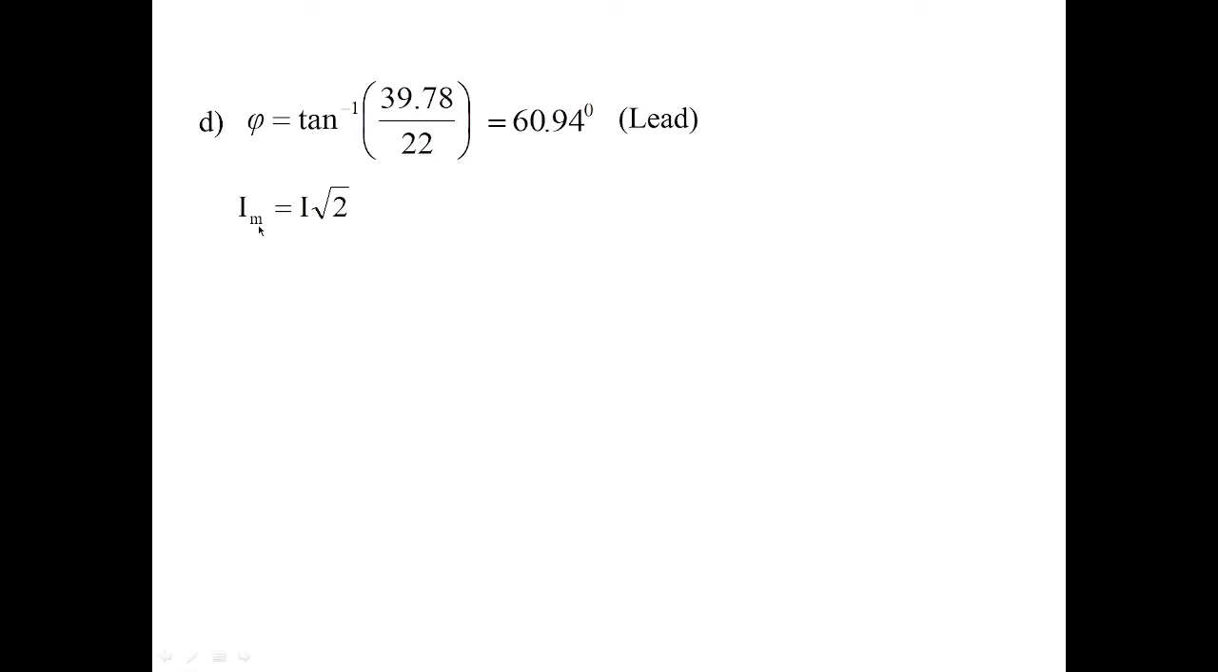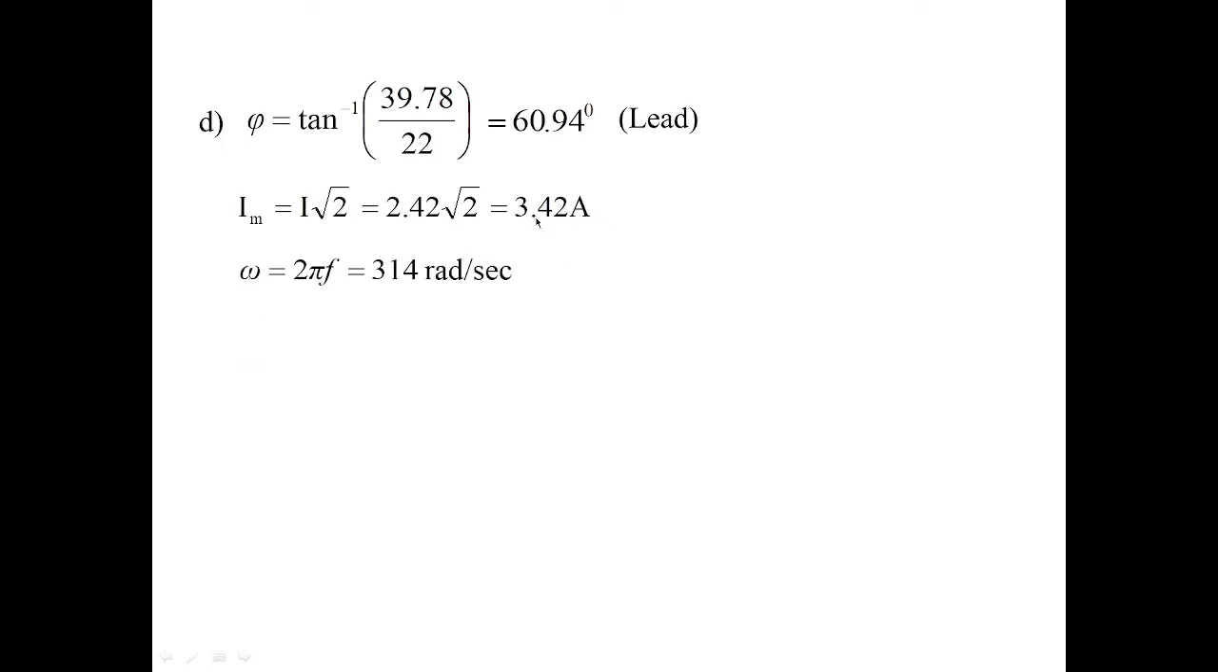Now, for the maximum value of current, Im is equal to I root 2, where I is the RMS value of current. We need to calculate the instantaneous value of the current equation. For that, we are estimating the Im value, which is equal to 2.42, the RMS value of current that we have estimated, times root 2, which will give you the value of maximum current as 3.42 amperes.